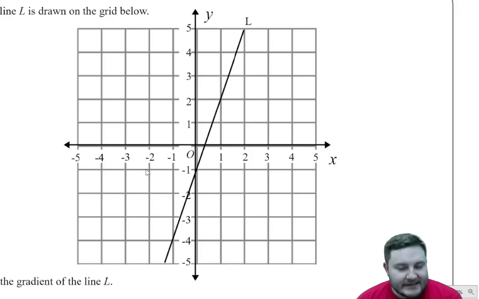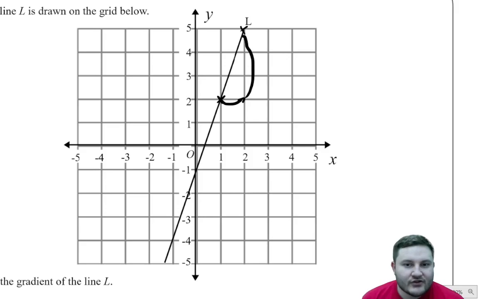There are actually a couple of ways to calculate the gradient. One way, especially on a grid, tends to be quite a nice way of doing it. Basically, the definition of the gradient is for every one space you go to the right, how many spaces do you go up or down? Now in this case, if I pick this point here and this point here that are on the grid, when I go one square to the right, I go 3 squares up to meet the line again.